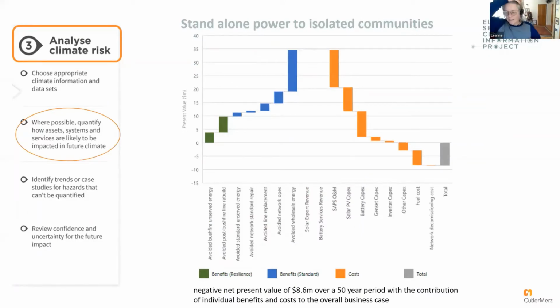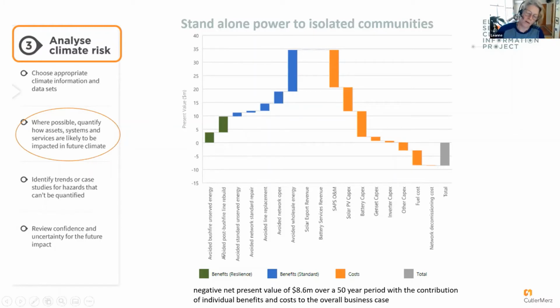so going back into the assessment, where possible, quantify how asset systems and services are likely to be impacted in future climate. This is back to the report that was done by Cutler-Merce on the feasibility of standalone power systems. And here, looking at the benefits and the costs of introducing a standalone power system. So there's a lot of work already been done in this space, noting that if you add all the benefits and then subtract all the costs, you end up with a negative $8.6 million. So it's going to cost $8.6 million overall to introduce standalone power systems into this community, as was done by this reporting.